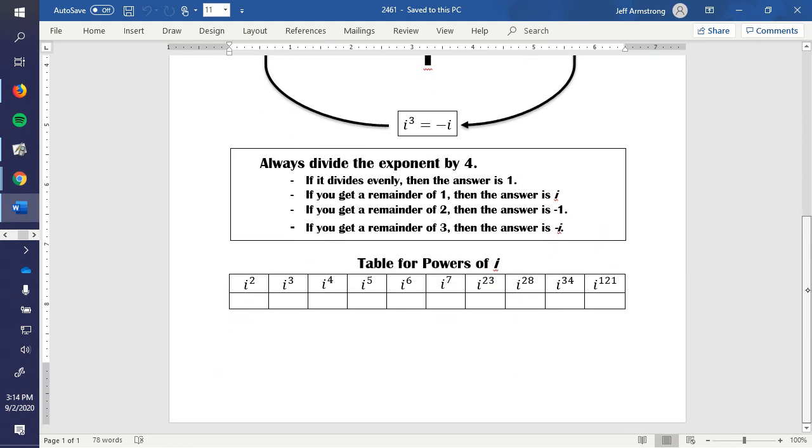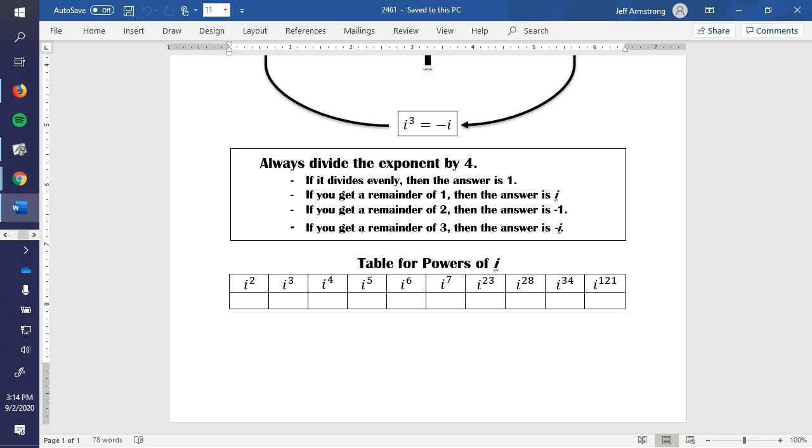So to figure those out, what we want to do is divide by 4 and figure out what the remainder is. Okay, and the remainder is going to be your exponent. The only one that doesn't come out where the remainder is your exponent is if there is no remainder, a remainder of 0. If it divides evenly, then that falls into the same category as i to the fourth. And so the table at the bottom, I'll just verbalize these to you. i squared, which is -1. i cubed is the opposite of i. i to the fourth is 1. Now, i to the fifth, if we divide 5 by 4, we get 1 with a remainder of 1.